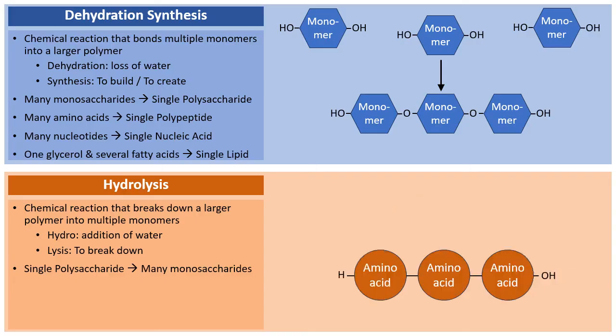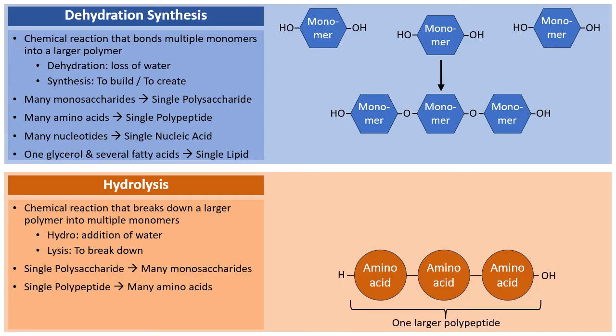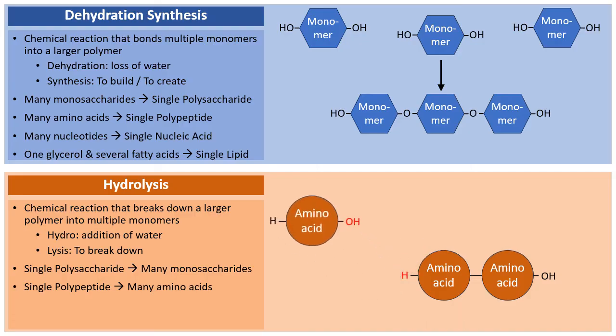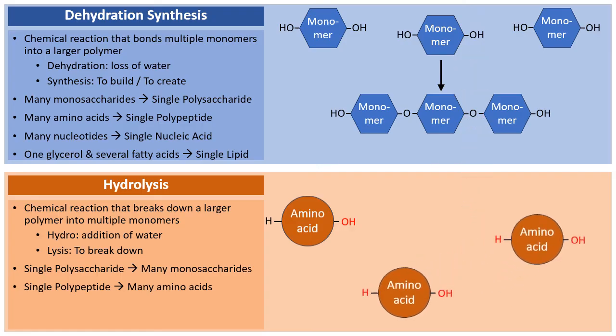So in the case of a polypeptide, that's what we have here. We have a single polypeptide, one larger polypeptide. Well, that can be broken down into the individual amino acids. And so with the addition of a water molecule, the amino acid on the left can be broken apart from the others. And let's do that one more time. With the addition of a water molecule, the other amino acids have been broken apart. So we started with one single polypeptide, but now we have 3 individual amino acids. Again, that is a hydrolysis reaction.